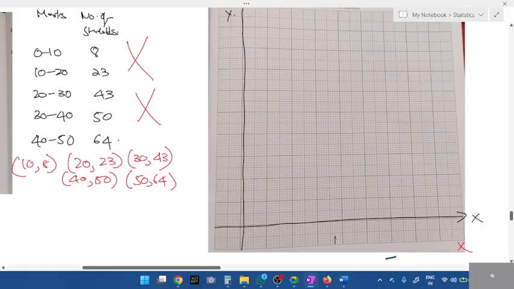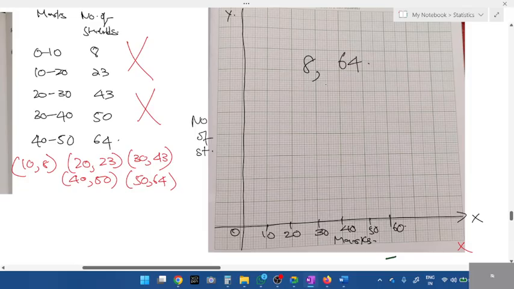X-axis marks. Marks. Y-axis number of students. Number of students. So it starts from 0, 10, 20, 30, 40, 50, 60. Y-axis. What is the lowest number we have in the y-axis, students? Tell me the lowest number in frequency, cumulative frequency. 8. Highest value is?